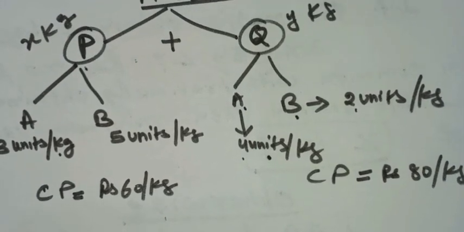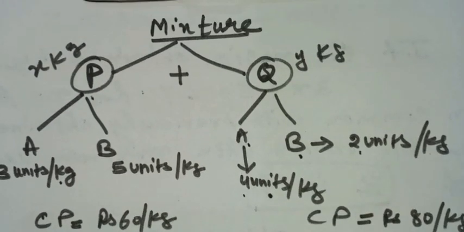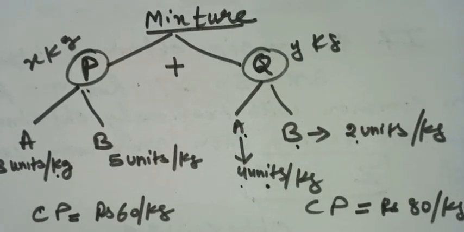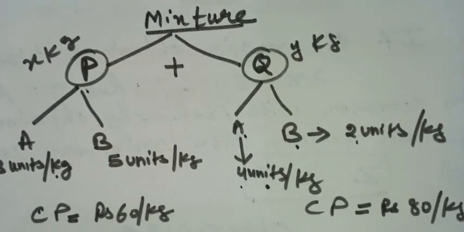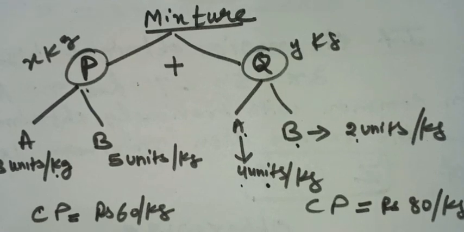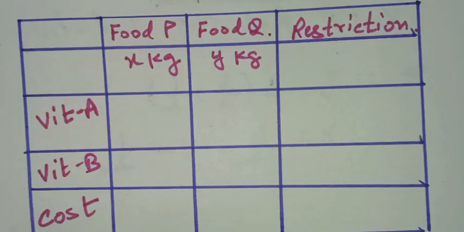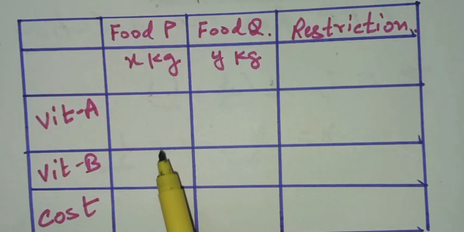So now how to formulate this, how to make a linear programming problem out of this. Now students, if you try to solve this problem without using the LPP method, I think it is going to be very difficult, because then you will take different amounts of P and Q, keep mixing them, keep finding their cost prices, and it will take a very long time. So let us use our linear programming problem method. Now students, I have prepared the following table.